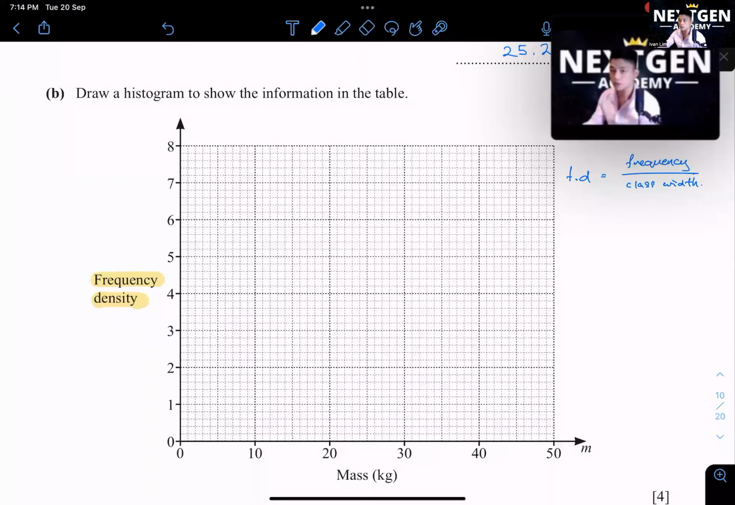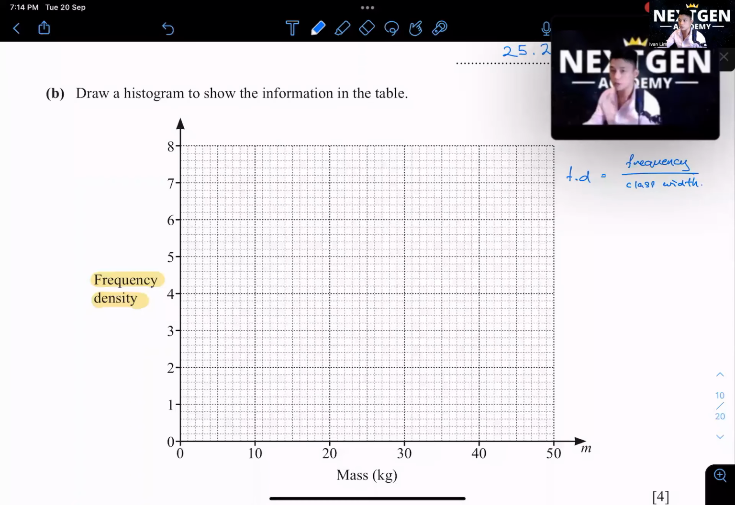Question 8. Okay, this is all algebra. Solve 10 minus 3p equals 3 plus 11p. So you just rearrange the entire thing. You'll get 14p equals 7. Okay, p equals 7 over 14. Therefore, p equals 1 over 2.